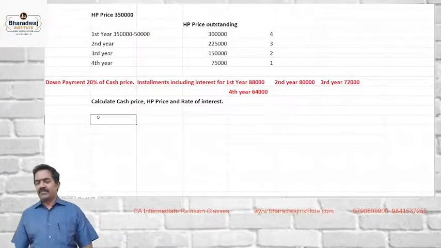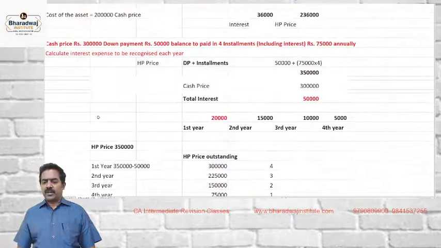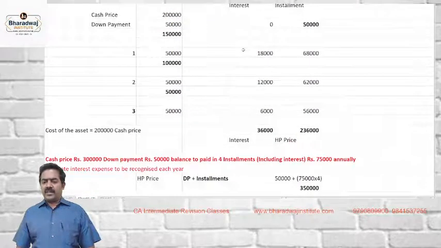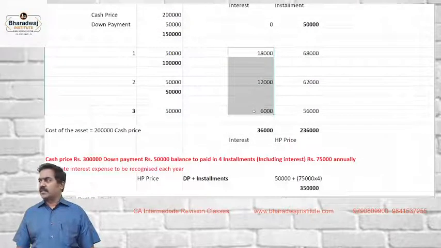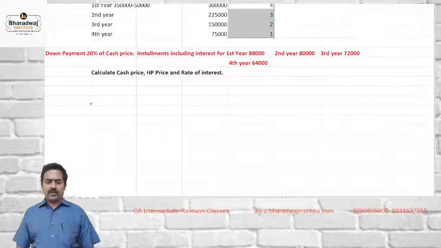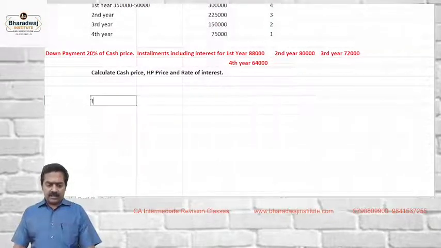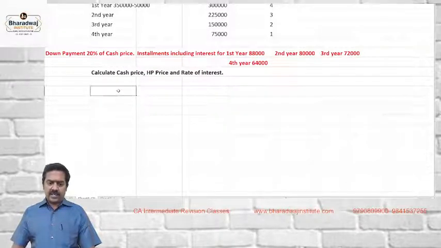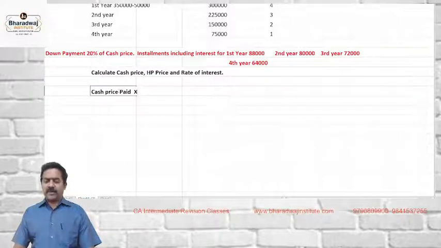What to do? Now we have seen two problems where you can find the ratio of interest. If it is 3 years, the ratio of interest is 3:2:1. Here, if it is 4 years, it is 4:3:2:1. So pay attention. Let us take the cash price paid, and assume that a uniform cash price is paid each year.